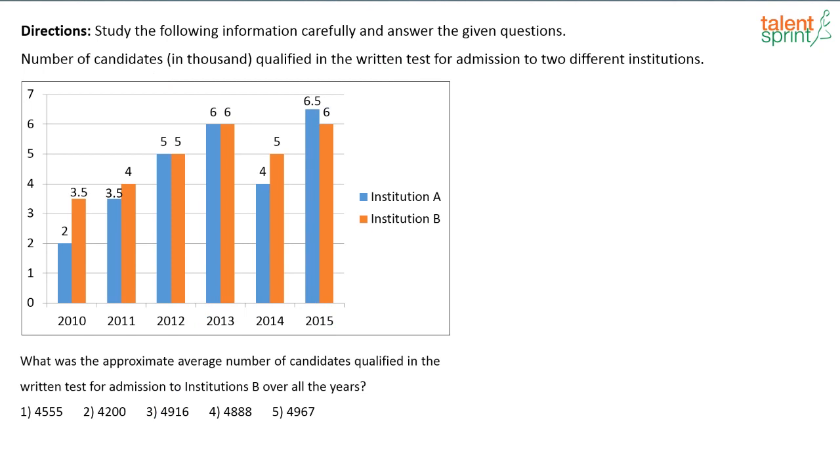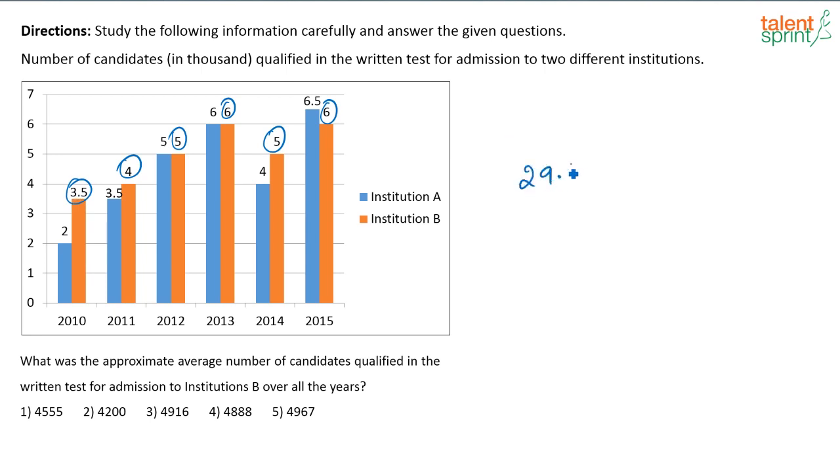Next question. What was the approximate average number of candidates qualified in the written test for admission to institution B over all the years? So you have to add the values of B together, right? You can do it in your mind just by looking. You don't have to write it down. So you just have to do 3.5 plus 4 plus 5 plus 6 plus 5 plus 6. See, 6 plus 6 is 12. 12 plus 10, 22. 22 plus 4, 26. And 26 plus 3.5, which is nothing but 29.5.